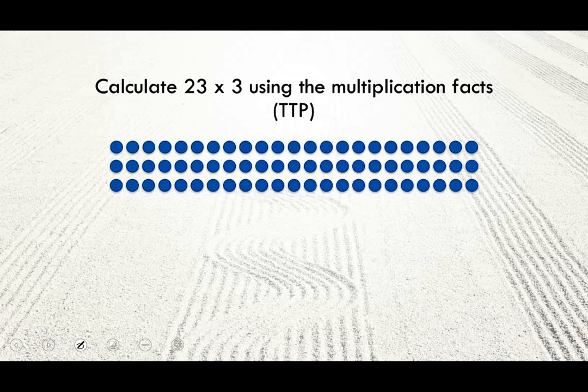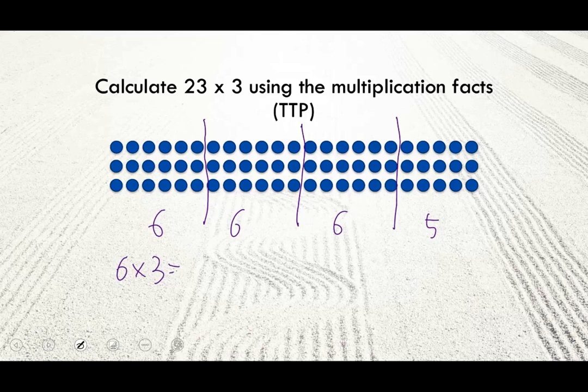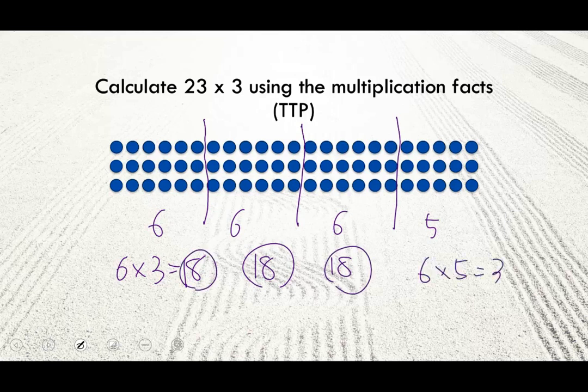So the 23 may be 1, 2, 3, 4, 5, 6. I like 6. 1, 2, 3, 4, 5, 6. And 1, 2, 3, 4, 5. So that means we could chop 23 into 6, 6, 6, 5. You can calculate 6 times 3 is 18. And this is also 18, 18. And then this is 5 times 3, 15. And you could add them all.